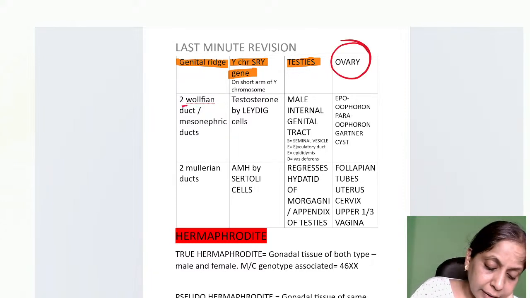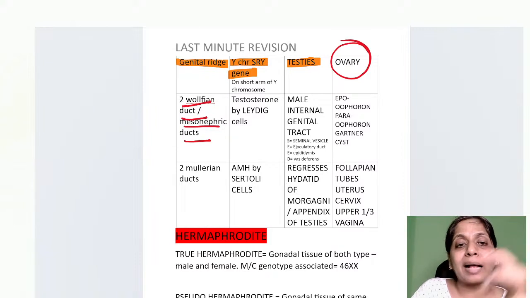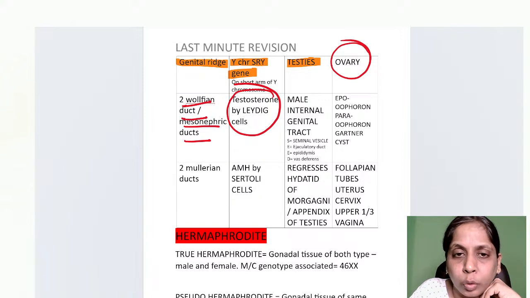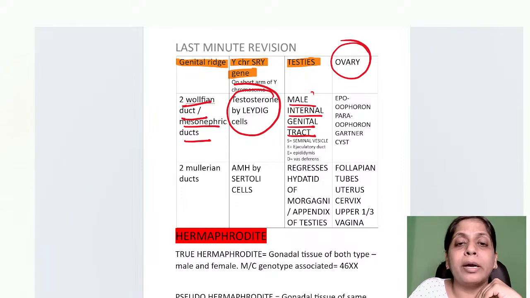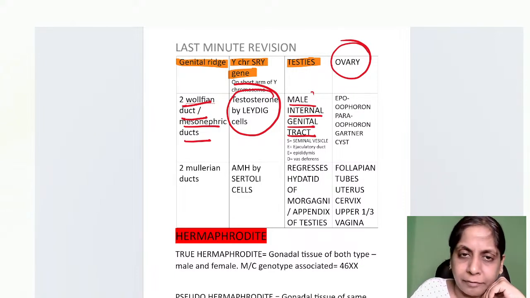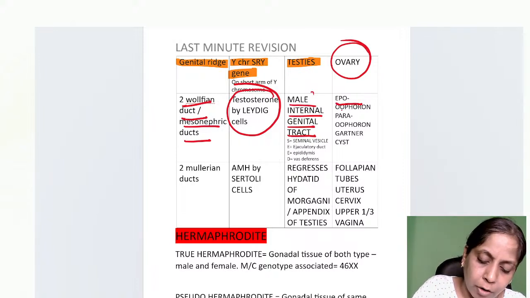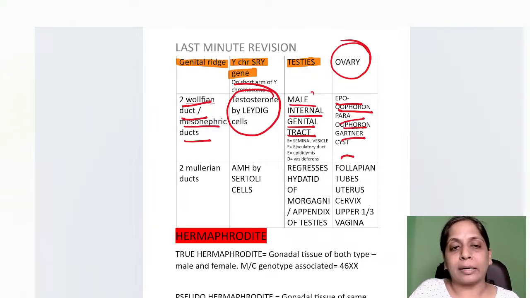Then there are the Wolffian ducts, whose other name is the mesonephric duct. The testosterone is made by the Leydig cells of the testes, as you all know. When the testosterone acts on the Wolffian duct, it forms the male internal genital tract, which is remembered by the mnemonic SEED: seminal vesicle, ejaculatory duct, epididymis, and vas deferens. And when there is no action of testosterone, dear students, there is formation of the epoophoron, paroophoron, and the Gartner cyst.